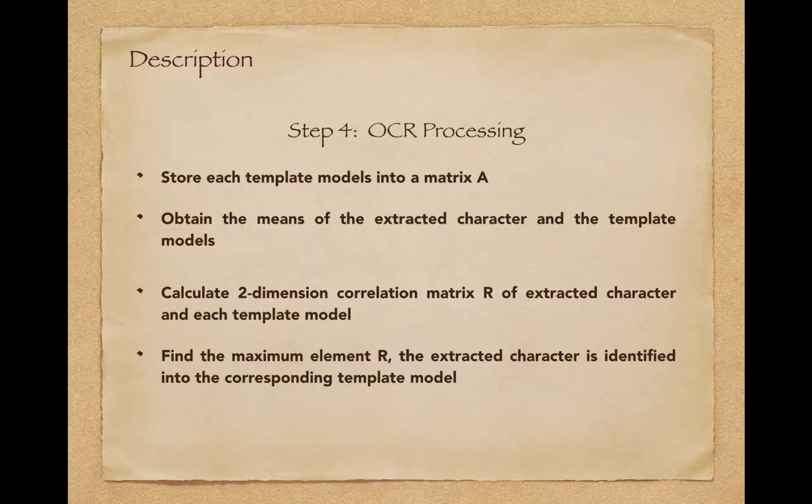Step 4 is the OCR processing. First, we need to store each template model into a matrix A, then we obtain the means of the extracted character and the template models. And we calculate the two-dimension correlation matrix R of the extracted character and each template model. Last job is to find the maximum element of R. The extracted character is identified as the corresponding template model.